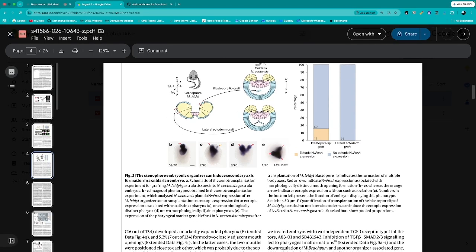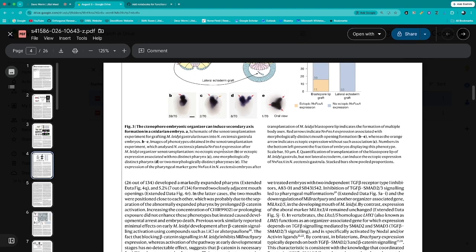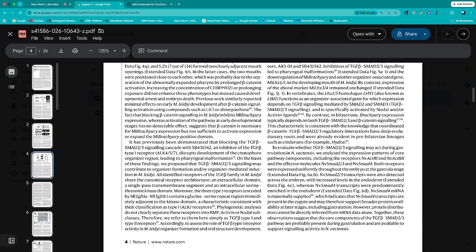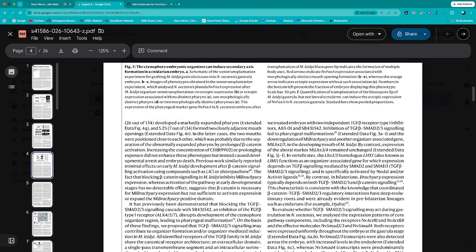So it's across orders, and you're actually able to induce this secondary axis formation. Okay, so this is just showing a little bit about the signaling, and it involves this TGF-beta pathway. They talk about TGF-beta SMAD signaling, activated by nodal and activin ligands.